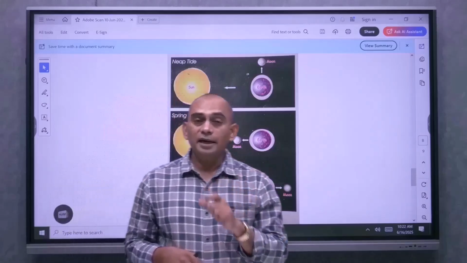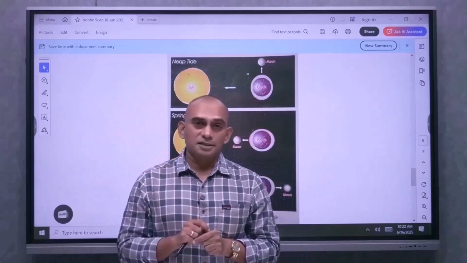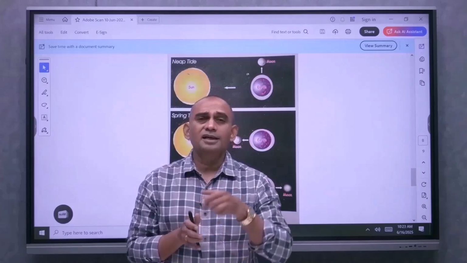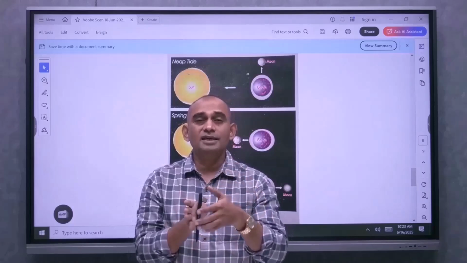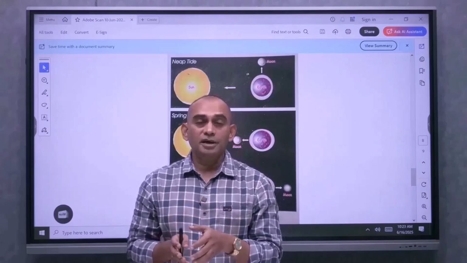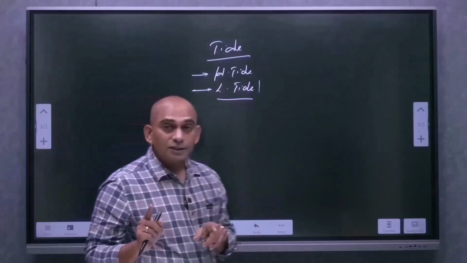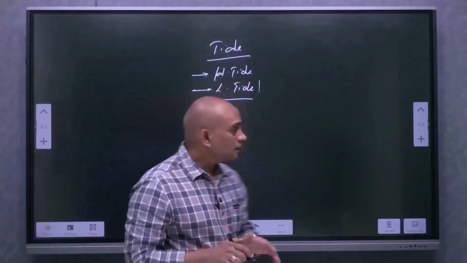So high tide and low tide generally help in generating electricity. Electricity can be generated at some specific locations like creeks. High tide generally helps in navigation and also fishing. So now we are going to take up the third ocean water movement, that is current.